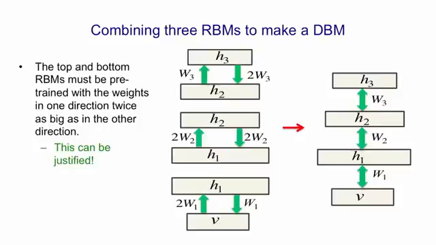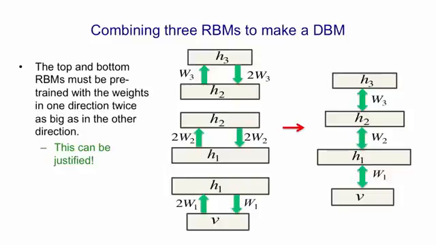And if you look at the deep Boltzmann machine on the right, that's exactly what's being used to infer the state of H1. In other words, if you're given the states in H2 and you're given the states in V, those are the weights you'll use for inferring the state of H1. The reason we need to halve the weights is so that we don't double count.